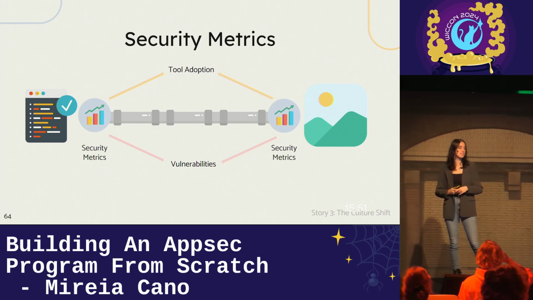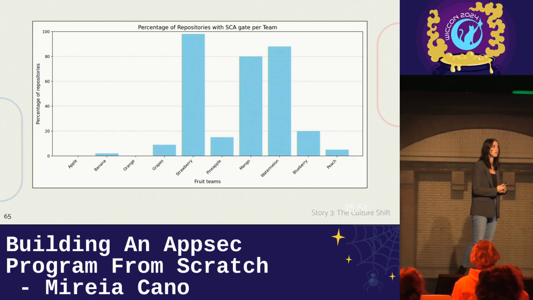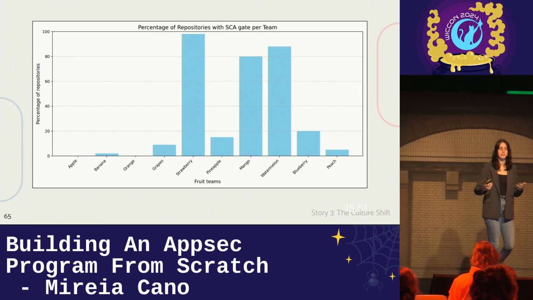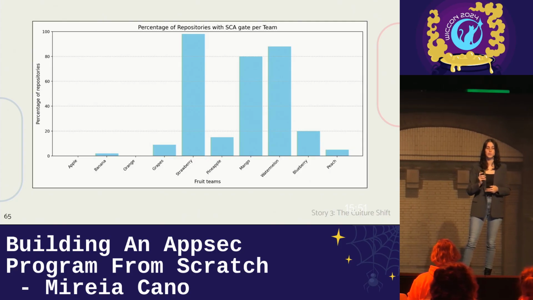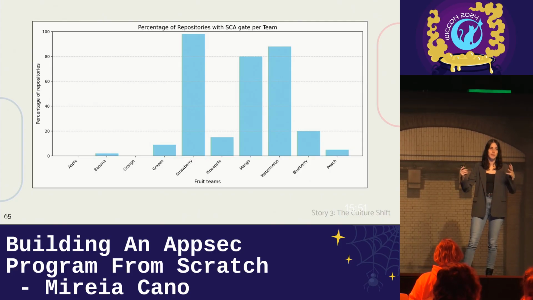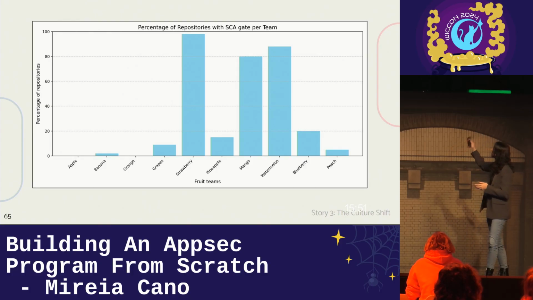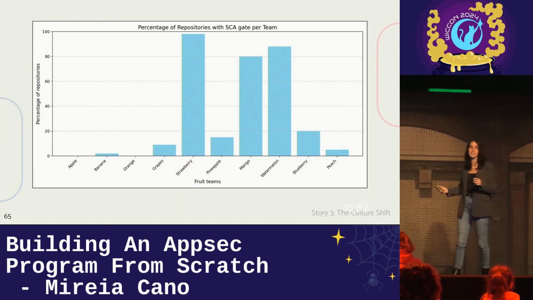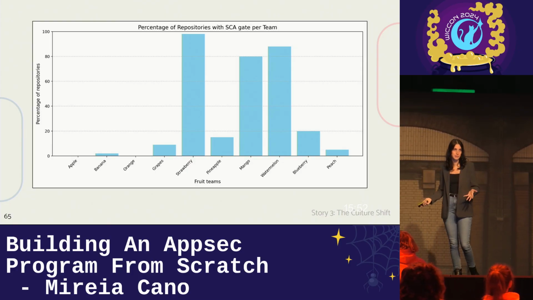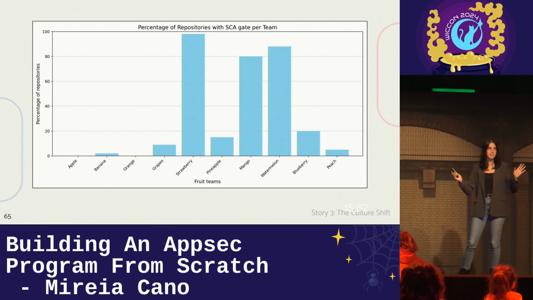So, for example, this would be one of the graphs that we could show the teams, right? In this case, this shows the percentage of repositories with software composition analysis gate per team. So basically, how many repositories per team have a tool that's scanning for third-party vulnerabilities. In here, we see the teams are at the bottom, and Team Strawberry in the middle is doing an amazing job at integrating a tool that looks for third-party vulnerabilities. So, yay, good for them.